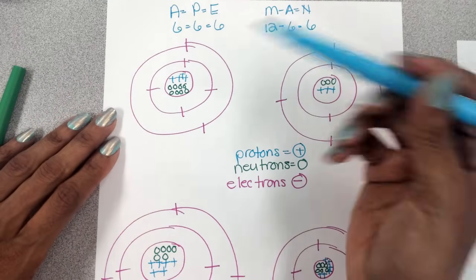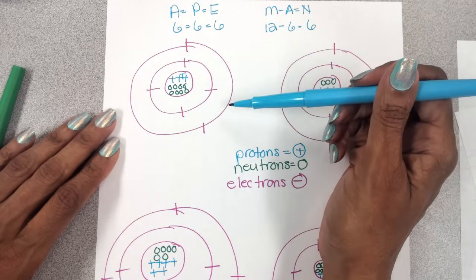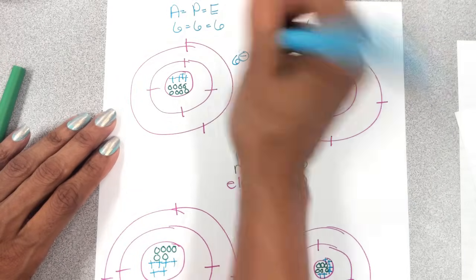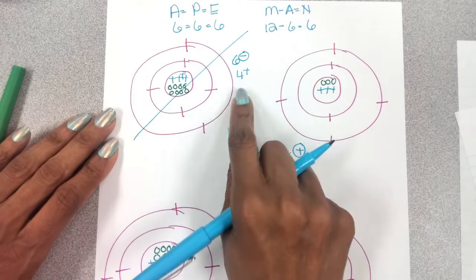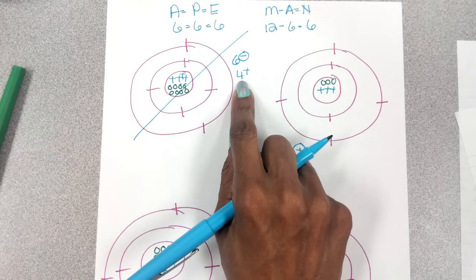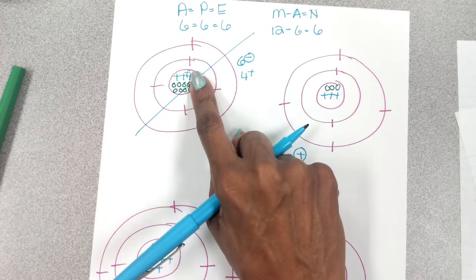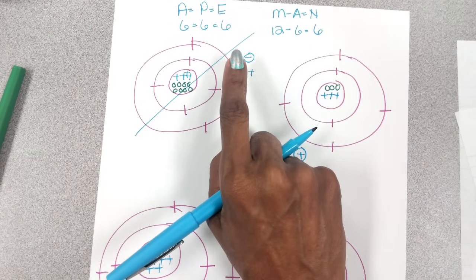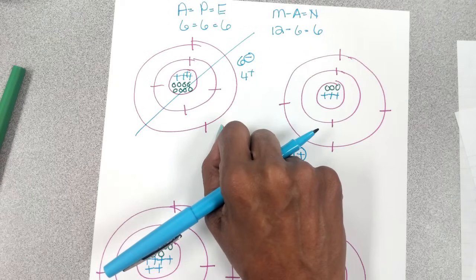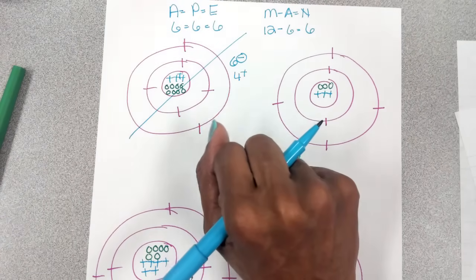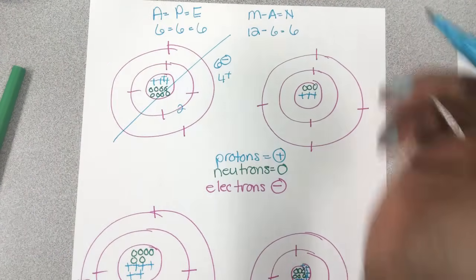Okay? So let's look at the first one. I have 1, 2, 3, 4, 5, 6 electrons. Okay, that's good. I have 1, 2, 3, 4 protons. Okay, this can't be correct because carbon has to have an atomic number of 6, which means it has to have 6 protons. I only have 4. This isn't carbon because remember, protons determine the identity of the element. So this would not be carbon because of the number of protons. The other thing that's wrong is I have 4 electrons in my first energy level. I can only have 2. So this is wrong. So let's go over to this one.